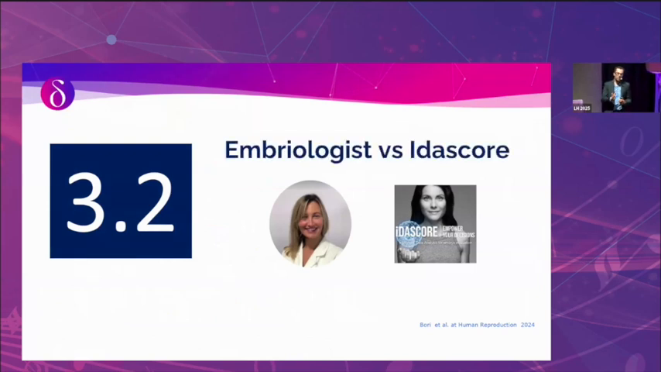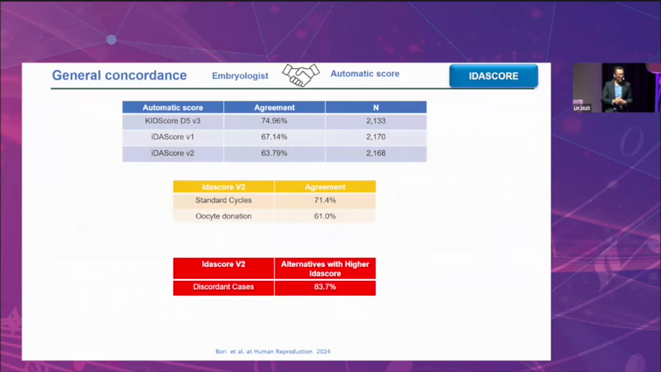The other thing that we did was a comparison between the embryologist and this technology, the AIDA score. In general, we are quite in agreement. Around 60–70% of the cases we agree with the score, with the machine. There is more agreement in the standard cycles than in oocyte donation, which means that when we have more blastocysts to select, the disagreement is higher. And when the embryologist is choosing one embryo, which is the last part, in 80% of the cases, the AIDA score is offering an alternative.